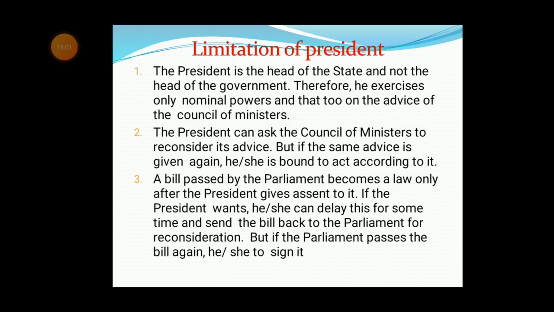Now the limitations. The power is limited for the president as he is only the head of the state and not the head of the government. So he exercises only nominal power, and two, he functions according to the advice of the Council of Ministers. The president can ask the Council of Ministers to reconsider its advice when needed. If the same advice is given again, then he has to accept it. So he is bound to act according to the Council of Ministers.